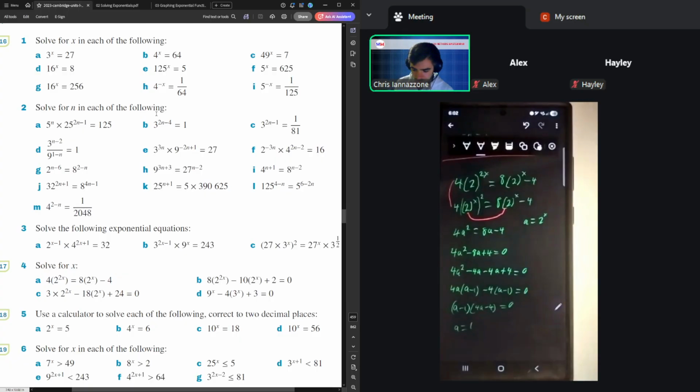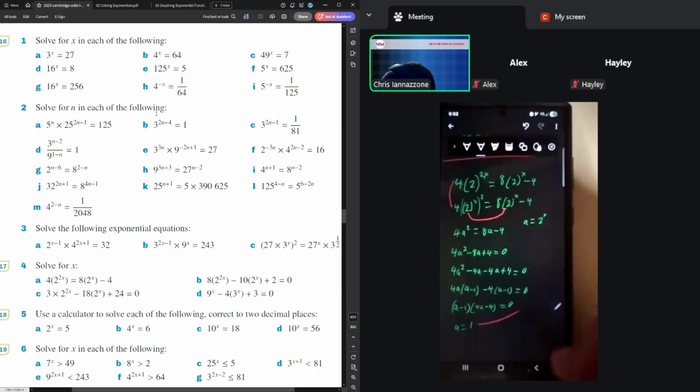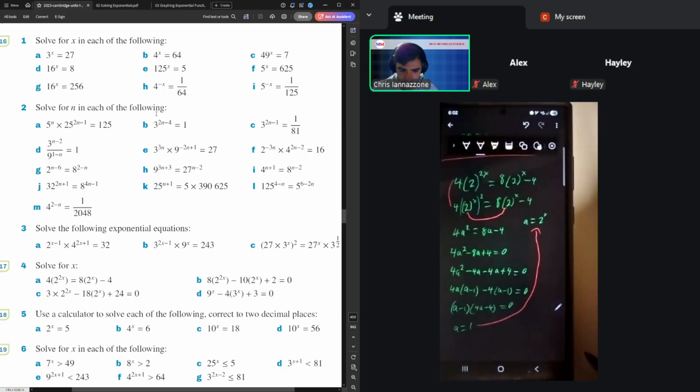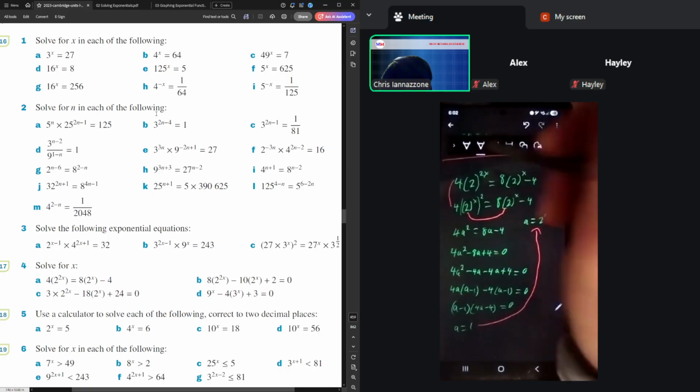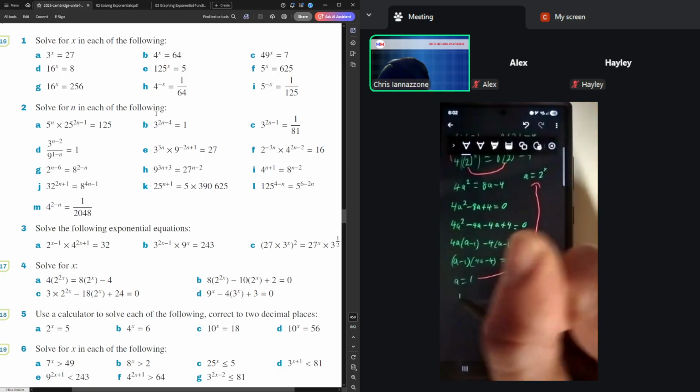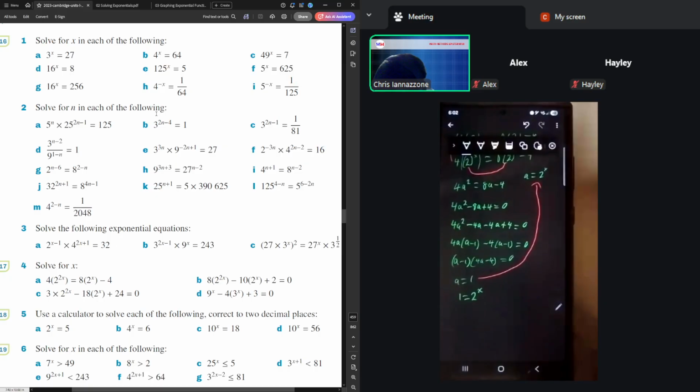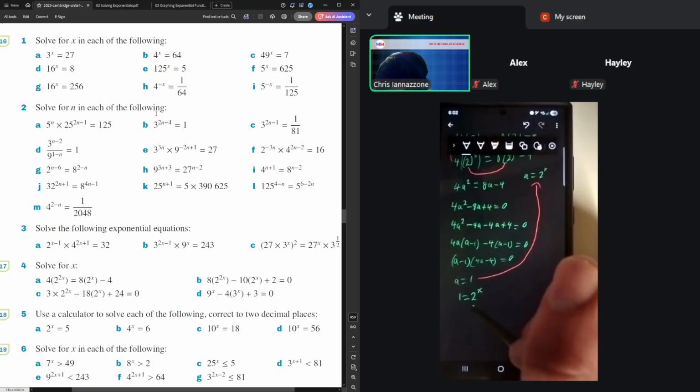How did you end up getting there? Yep, 2 to the power of x equals 1. So you've spotted that if a equals 1, then 1 is now equal to 2 to the power of x. And if we think about what index would make that work, well, anything to the power of 0 gets you 1.